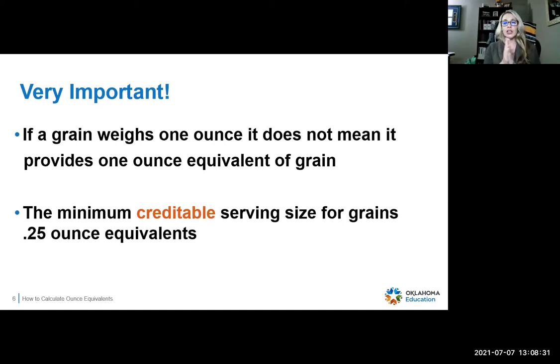And then just something else, this will make a little more sense later: when you do serve a grain, for it to be creditable, you have to serve it in 0.25 ounce equivalents. And again, we're going to do some calculating and that will make more sense. But it's on both programs, school and CACFP. You can't count a grain. You can only count it in 0.25 ounce equivalent increments, which we'll talk more about.